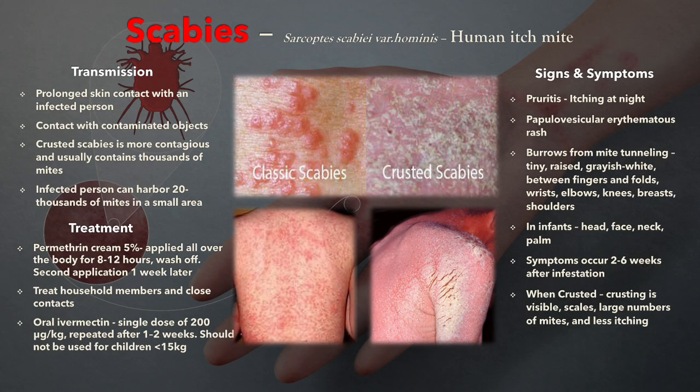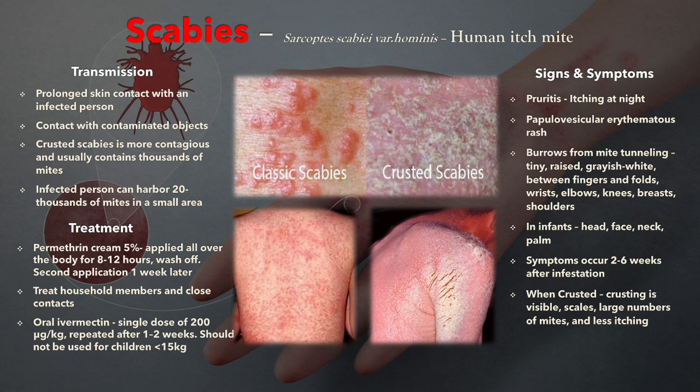Scabies, also known as the human itch mite. Transmission occurs from prolonged contact with contaminated objects. Crusted scabies is more contagious and usually contains thousands of mites. An infected person can harbor up to 20,000 mites in a small area.